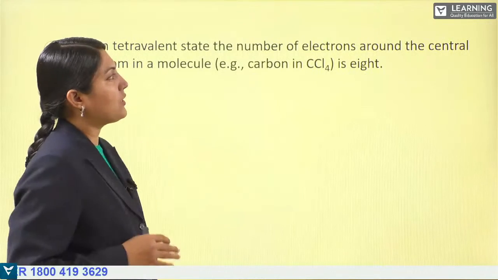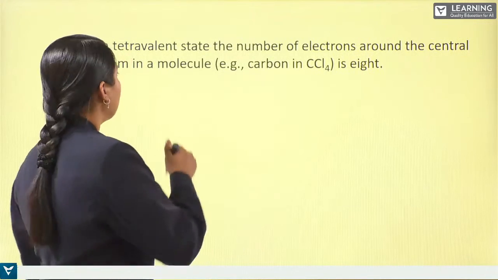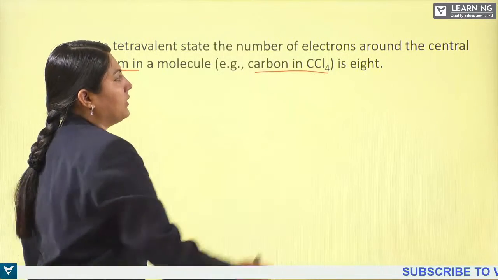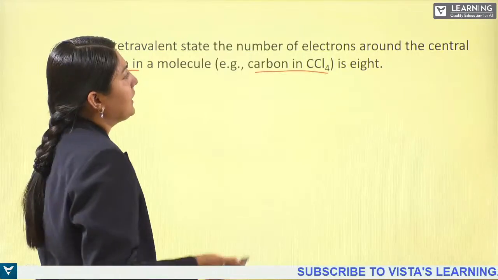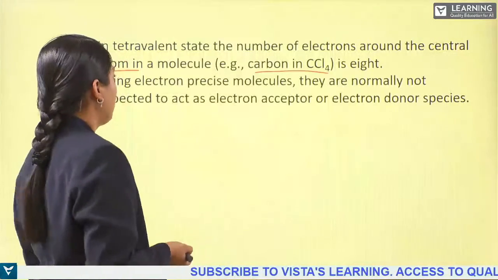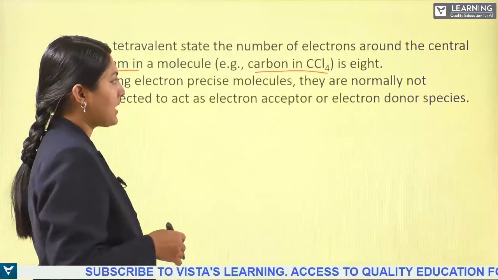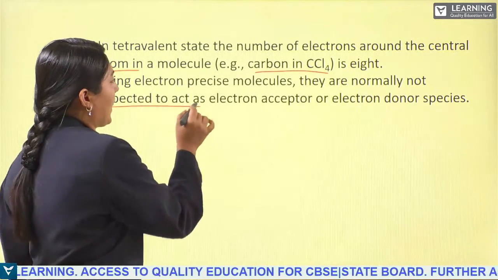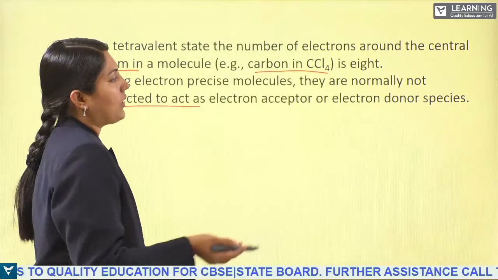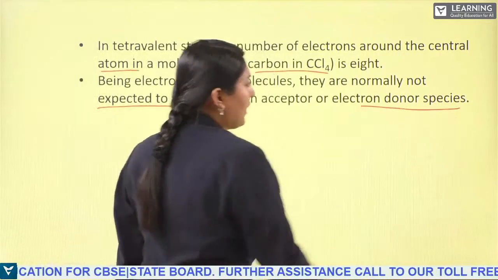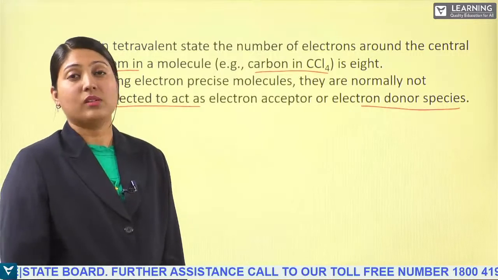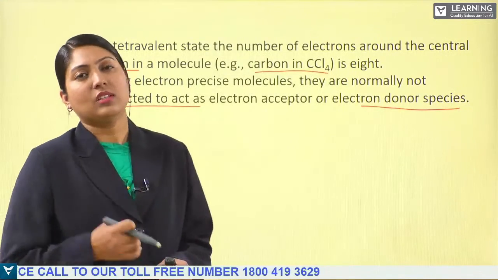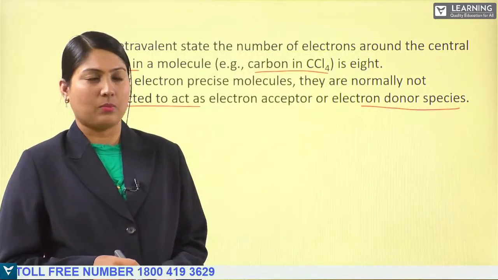So the tetravalent state has 8 electrons around the central atom in a molecule. For example, carbon in carbon tetrachloride has 8. Being electron precise molecules, they are normally not expected to act as electron acceptors nor electron donors. Why are we speaking about these things now? Because for the 13 group elements we spoke about electron rich, electron deficient and electron precise compounds, right?